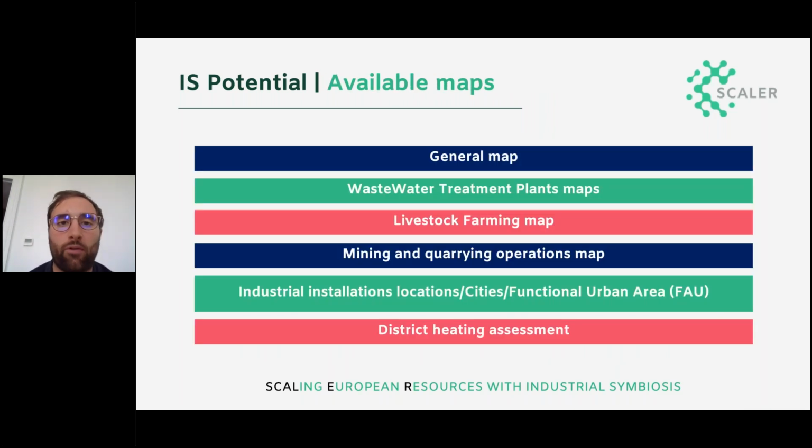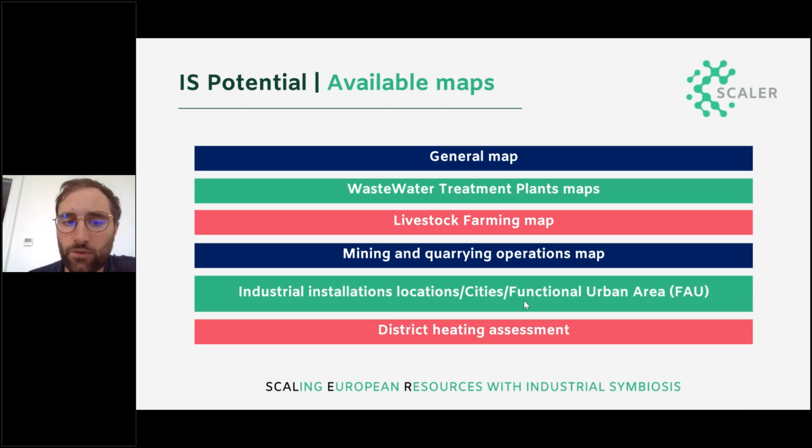We also developed several other maps, so general map, including also other industry like metal treatment industries. So not only process industries, we also have wastewater treatment plants with the major plants in Europe. So not all the plants, but the plants with the highest capacity in Europe. We develop a livestock farming map, mining and carrying operation maps.